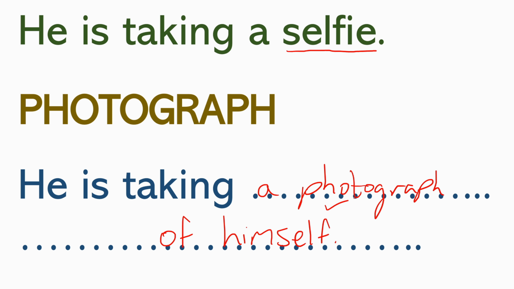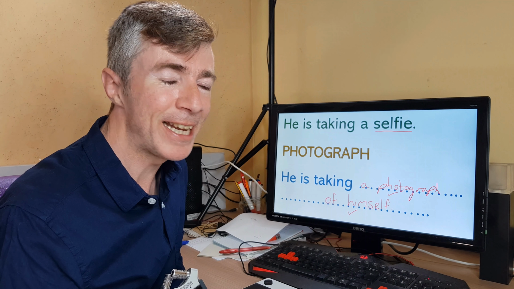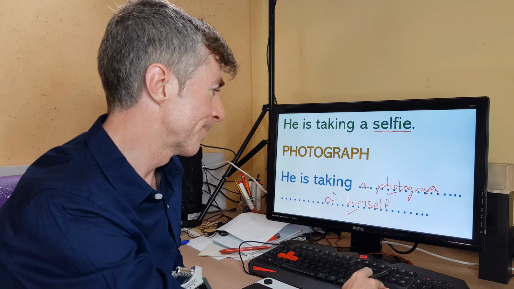So in this case, the use of the noun, a photograph, would get you a point, and using the pronoun there, the reflexive pronoun of himself, would also get you the second point. Okay, take a look at the next one.